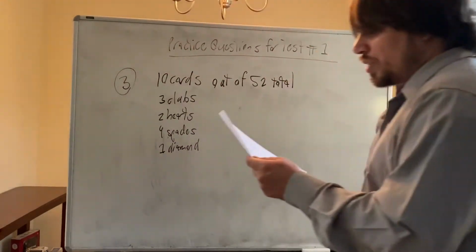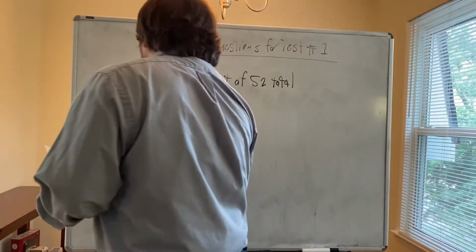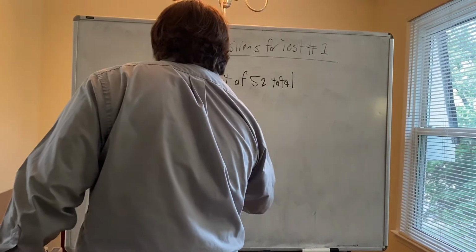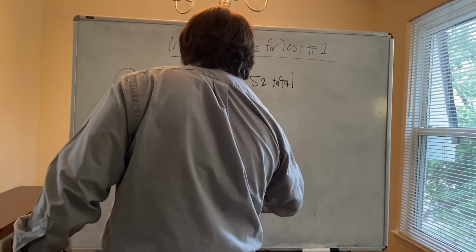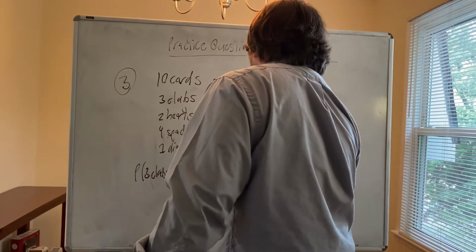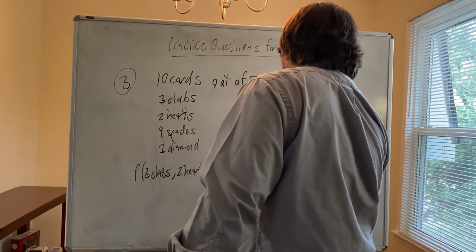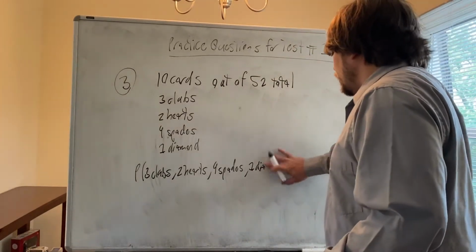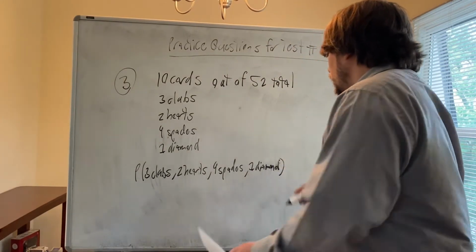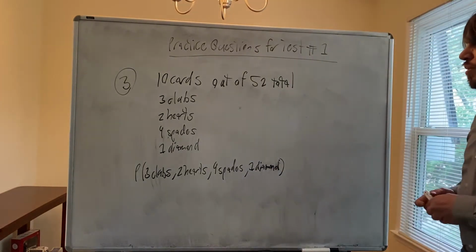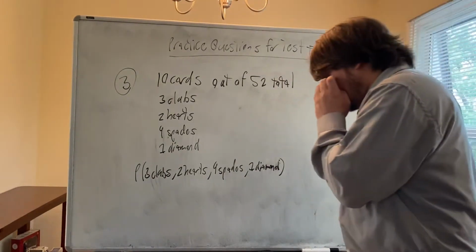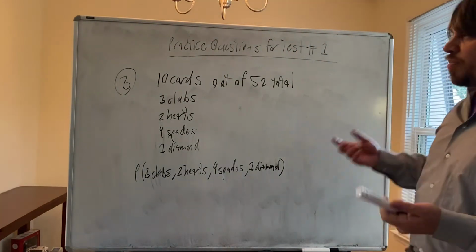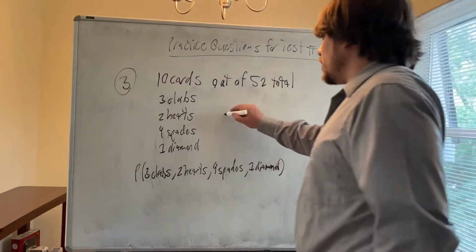Okay? So what is the probability of that happening? 3 clubs, 2 hearts, 4 spades, and 1 diamond. We want to find the probability of getting 3 clubs, 2 hearts, 4 spades, and 1 diamond when you select 10 cards at random from the deck. So the question is, is this a permutations or combinations question?